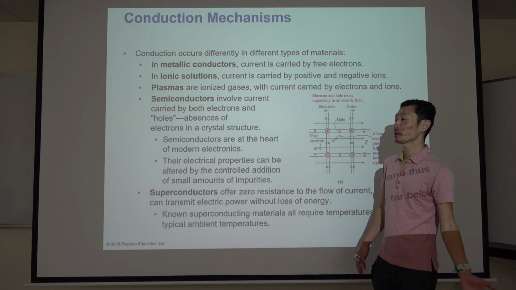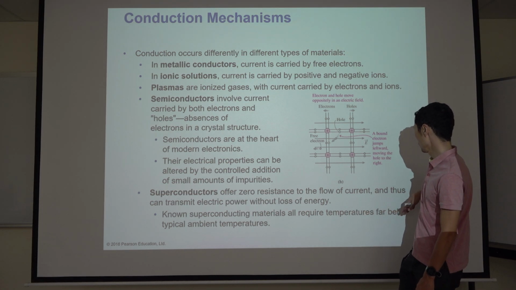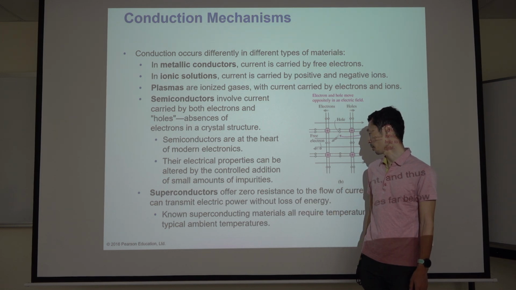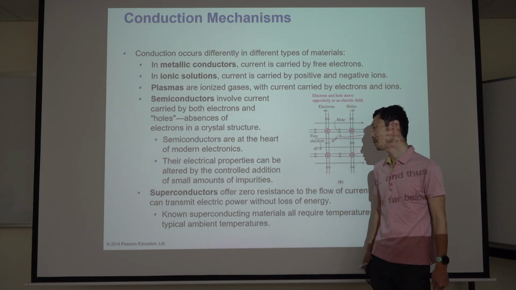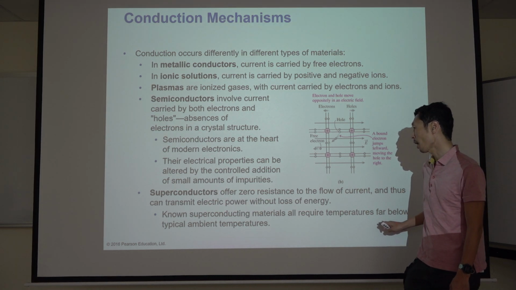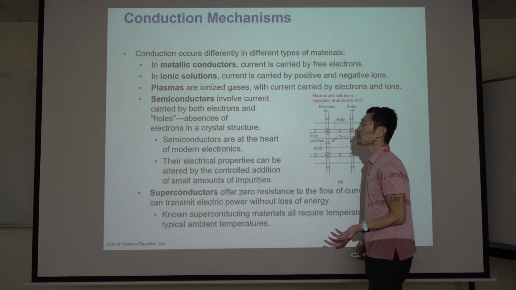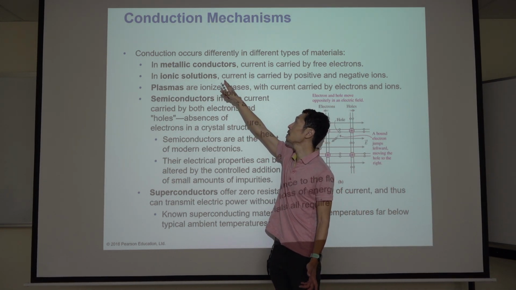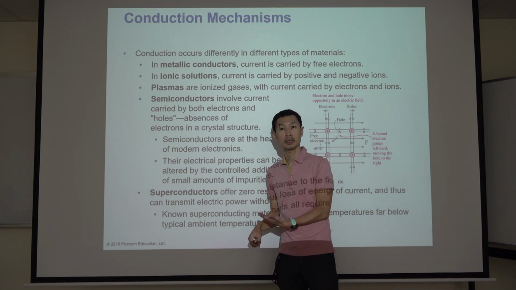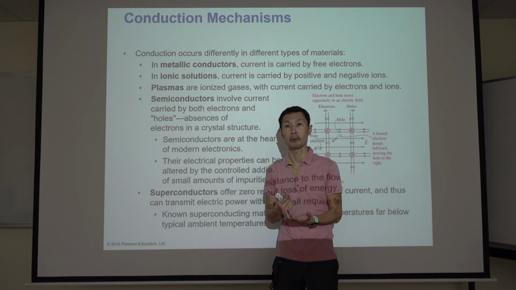Superconductors, maybe you have heard of that, offer zero resistance to the flow of current and thus can transmit electric power without loss of energy. Sounds very good. But non-superconducting materials all require temperatures far below typical temperatures. Like all these materials, including metallic conductors, they have resistance. So when you transmit the current or electricity through these materials, you lose some power.